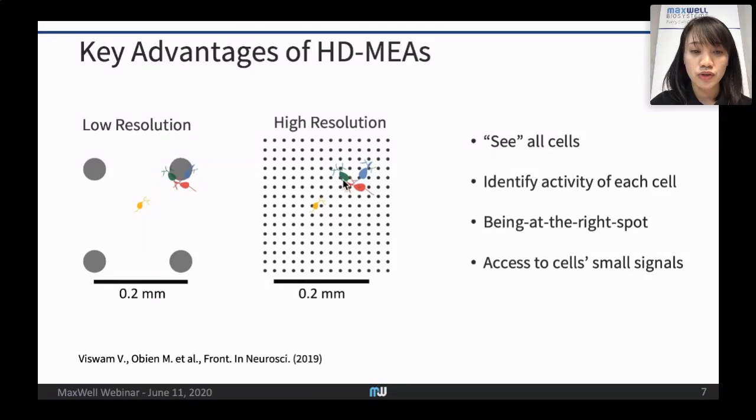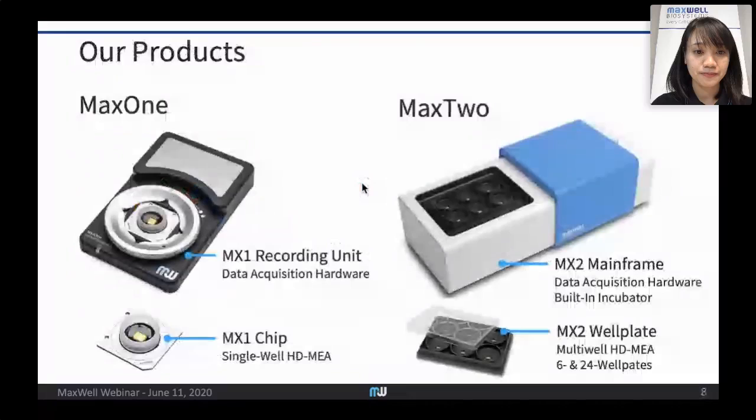However, with high resolution, you can identify the activity of each cell because we have smaller electrodes that are closer to these neurons. That means you can identify if the spikes are coming from the green, the red, or the blue cell. Also, you have electrodes everywhere, so you're always at the right spot, and you have access to the small signals of the cells, such as axonal action potentials propagating along the axons.